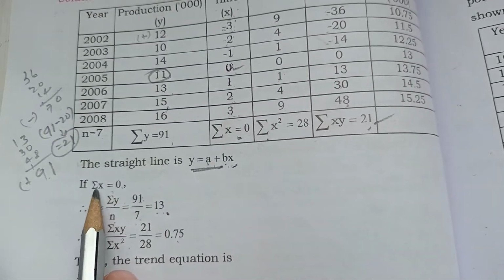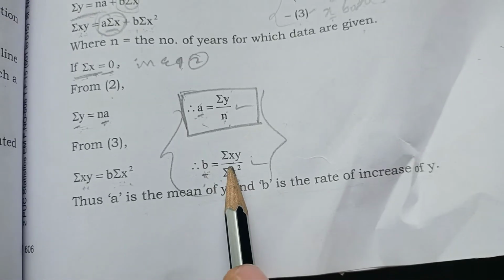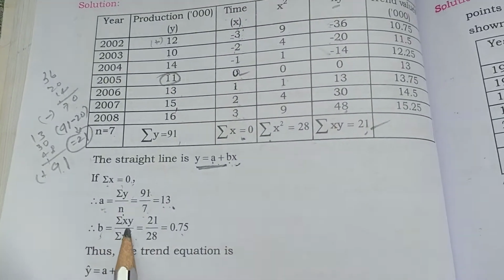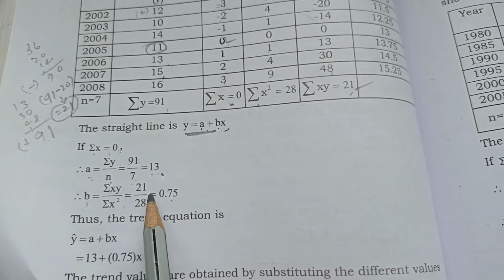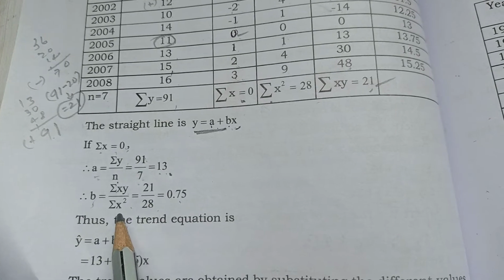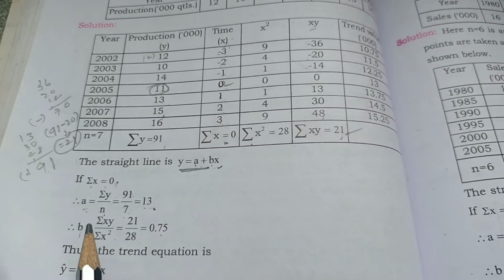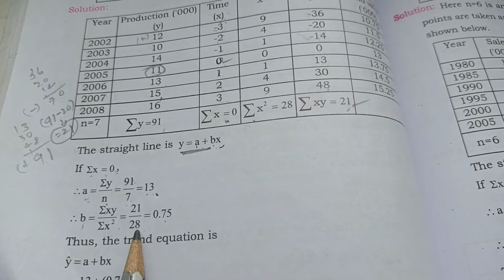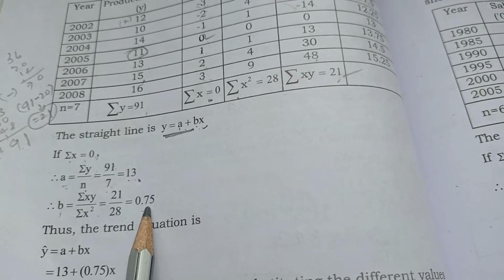If sigma x is equal to 0, what is the b value? B value is sigma xy divided by sigma x square. What is the sigma xy? Sigma xy is 21, divided by the sigma x square value, which is 28. So 21 divided by 28 is 0.75.